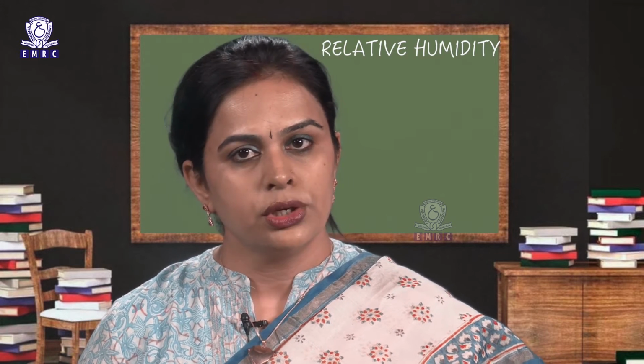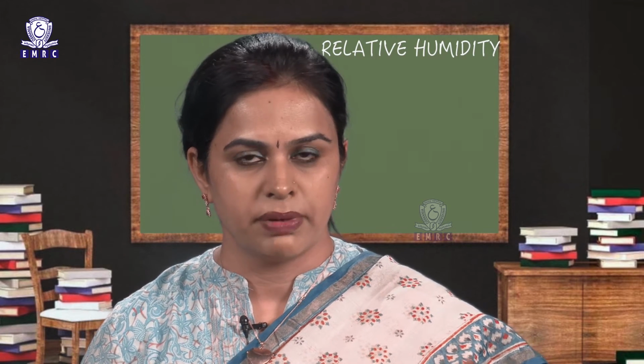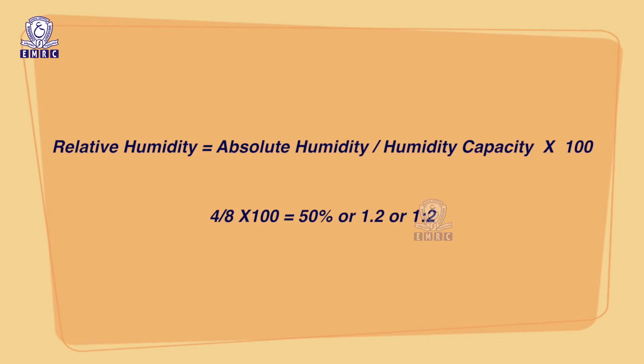For example, if the humidity capacity and absolute humidity of air having a temperature of 20 degree Celsius are 8 grains and 4 grains per cubic foot respectively, then the relative humidity, you may calculate it, will be equal to absolute humidity divided by humidity capacity. That means 4 divided by 8 into 100, and that will be equal to 50%. Or in other words, if we see the ratio, then it will come as 1:2.